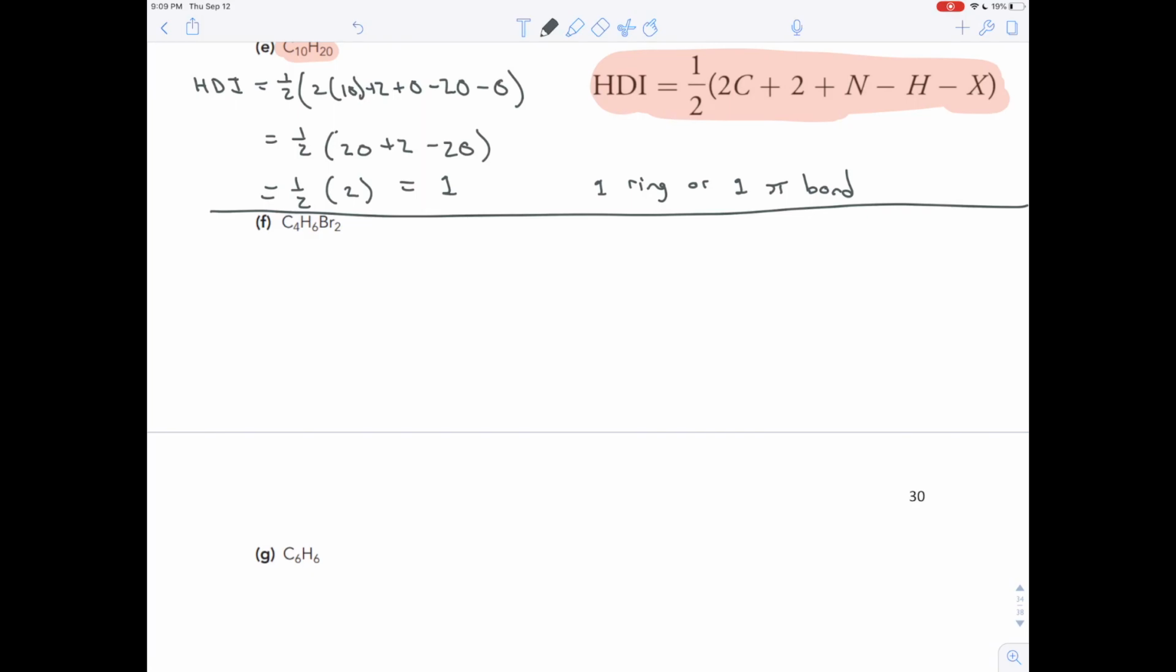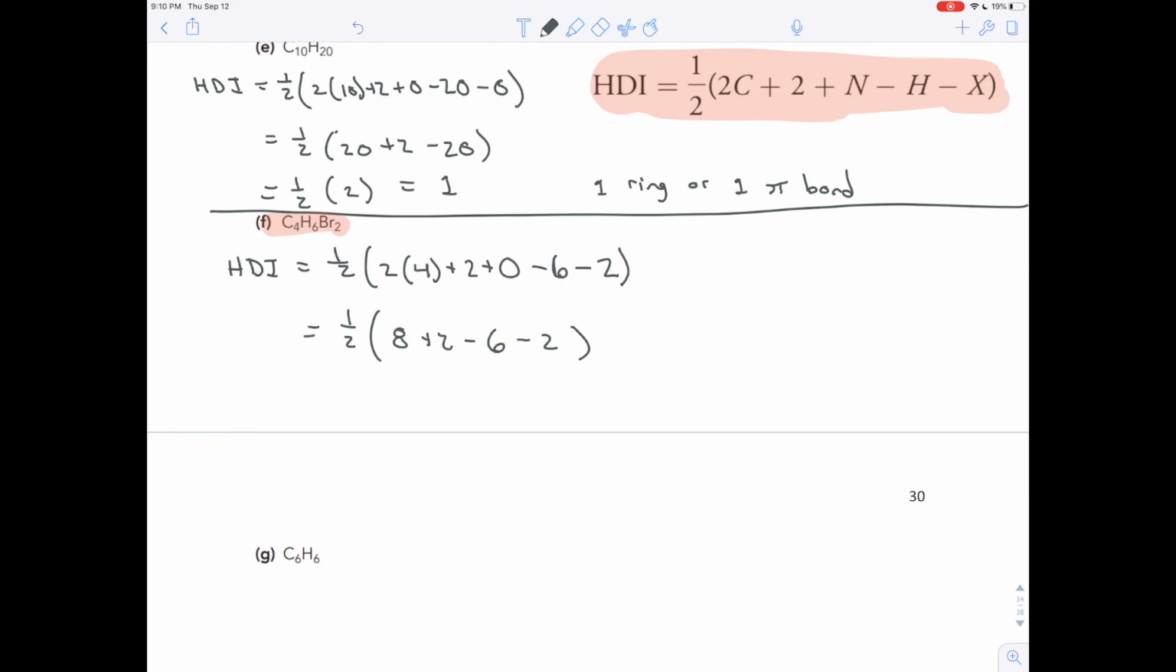All right, next molecule. The hydrogen deficiency index, or the degrees of unsaturation of this, is going to be 1/2 times 2 times the number of carbons. Here in this molecule, there are 4 carbons, plus 2, plus the number of nitrogens, which is 0, minus the number of hydrogens, which is 6, minus the number of halogens, fluorine, chlorine, bromine, or iodine. We have 2 bromines, so 2 halogens. So this is going to be 1/2 times 8 plus 2 minus 6 minus 2.